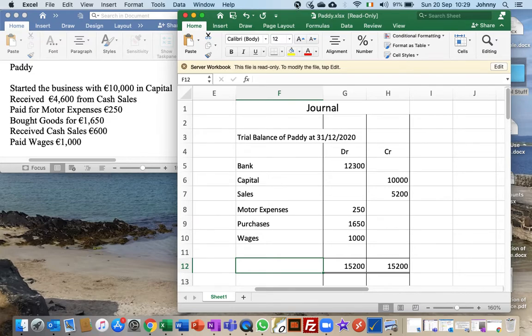And then moving on from there, when we start thinking about naming accounts and how we do transactions, what we'll be doing is looking at what type of account each of these are. So for example, we would think, well, bank is an asset account. Capital is a liability account, money owed by the business back to the owners. Sales is an income account, where we got money. Motor expenses, purchases are expenses, and so is wages.